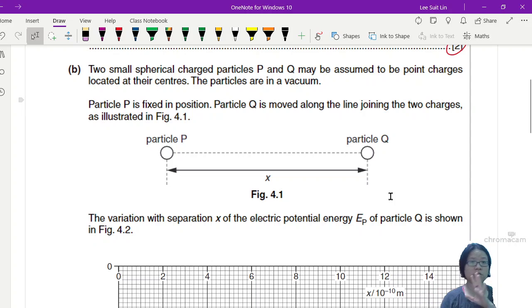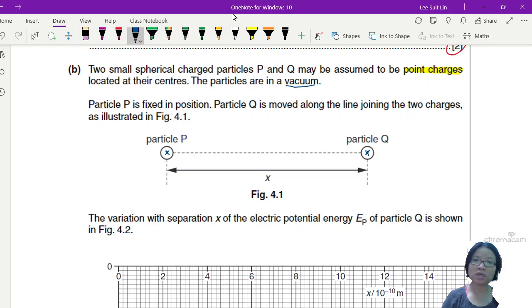Well, in this question, you have 2 small spherical charged particles, P and Q, that may be assumed to be point charges, which is the general assumption for us when it comes to spheres. You can go and watch the lecture video if you're not sure why we can do so, but we assume that all the charge is concentrated at a single point, not distributed along the surface of the sphere. So you got 2 charges here. Particles are in vacuum. Particle P is fixed in position.